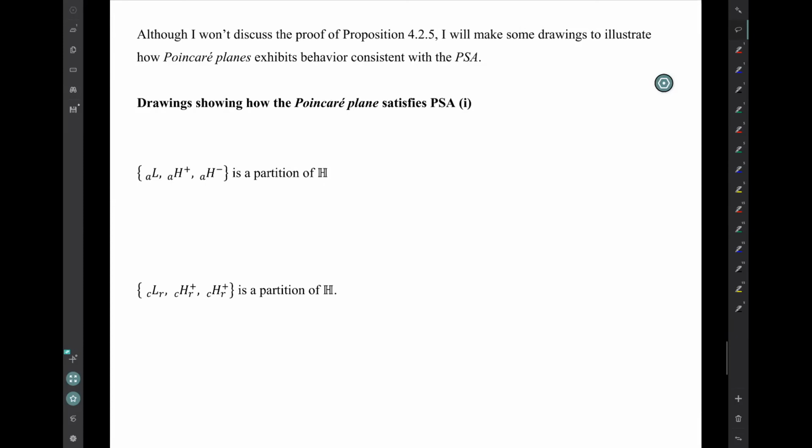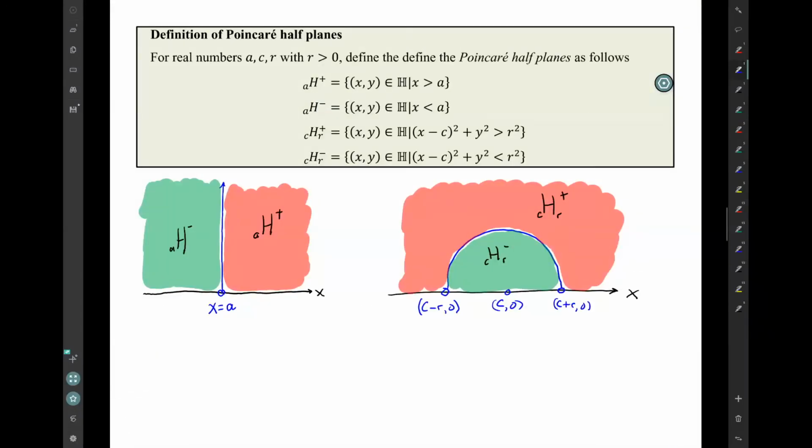Although I won't discuss the proof of proposition 4.2.5, I will make some drawings to illustrate how Poincaré planes do exhibit behavior that's consistent with the plane separation axiom. First, I'll start by making some drawings showing how the Poincaré plane satisfies PSA I. Well, we've actually already got some drawings that will work for this, so I'm going to go up and look at them and copy them and bring them back down. These drawings of Poincaré half planes will work as illustrations, so I'm going to copy these and bring them down, and when I scroll back down, we'll find them down below.